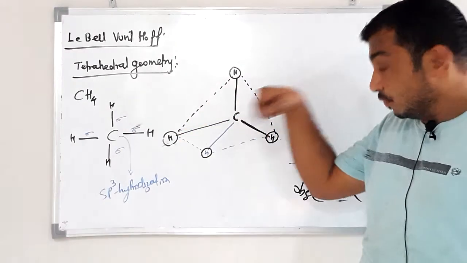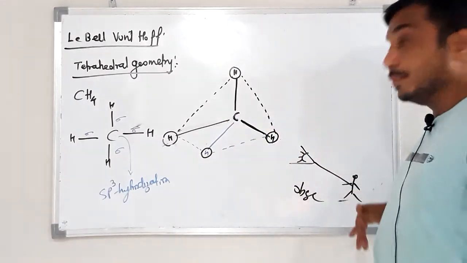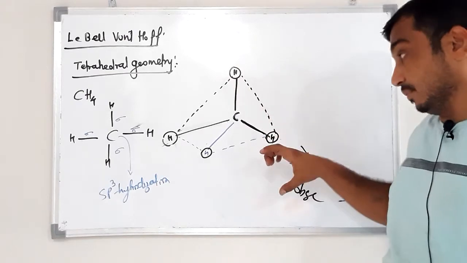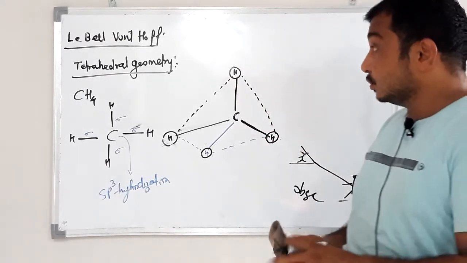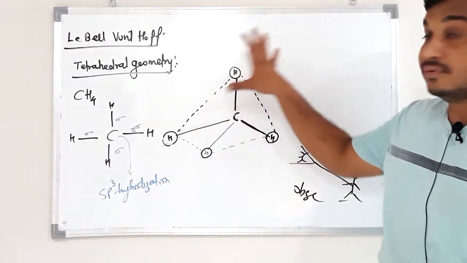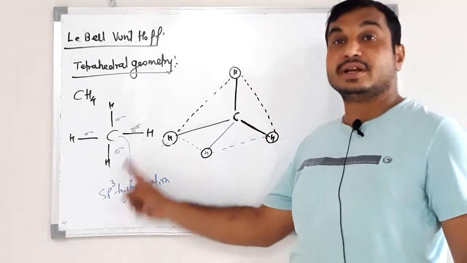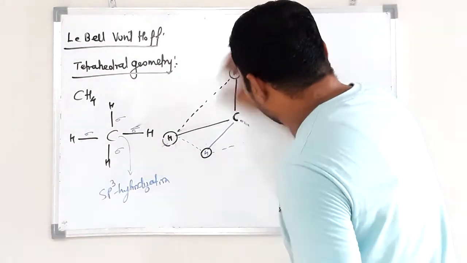So this hydrogen is moving away from the observer, this hydrogen is coming toward the observer, and the carbon and these 2 hydrogens are in one plane. That is the meaning. So this is the actual arrangement of a carbon-containing molecule in the sp3 hybridized state.